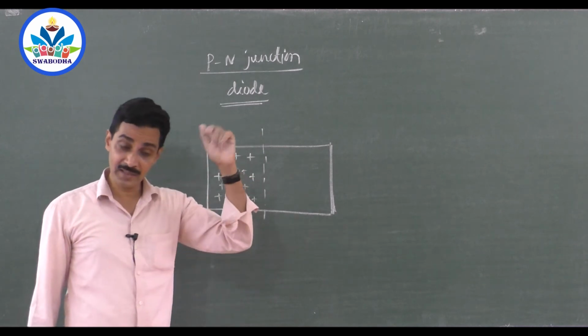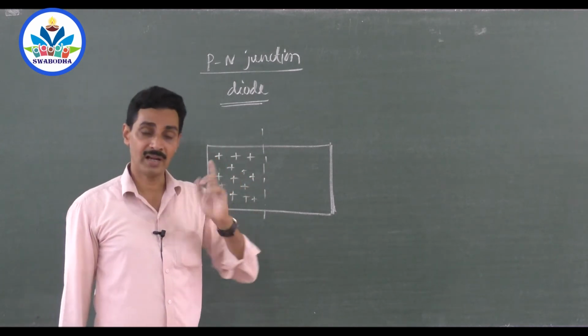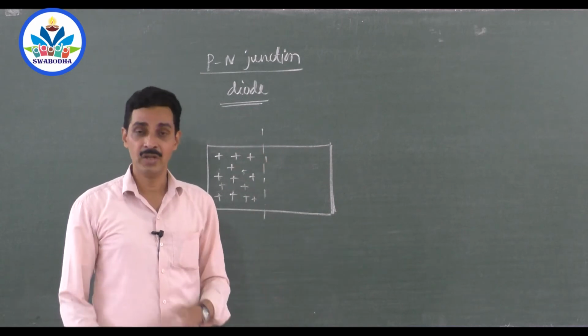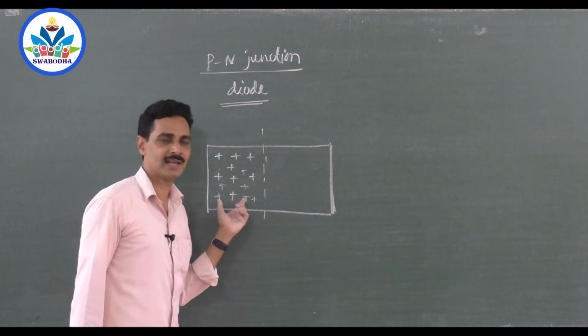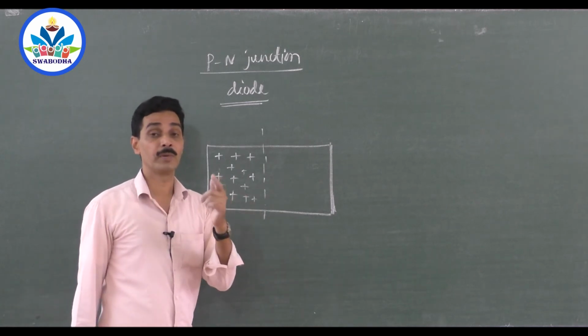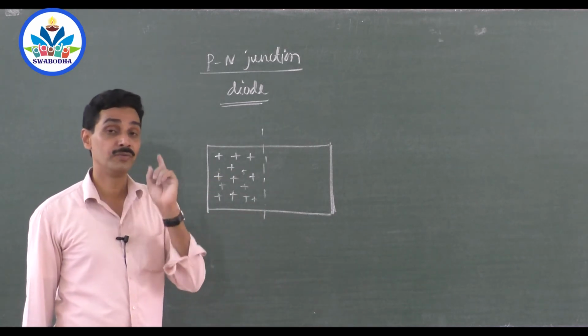There are some other positive charges also. There are some other negative charges also. Totally it is neutral. Once again I say, I didn't show that this end is positively charged. There are more number of holes. I am mentioning free charge carriers.